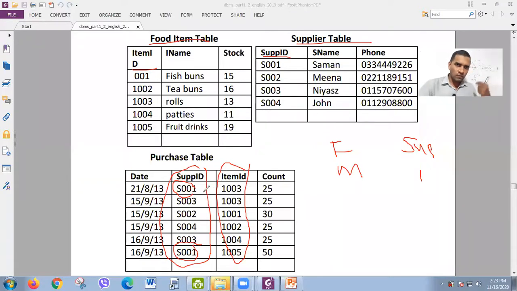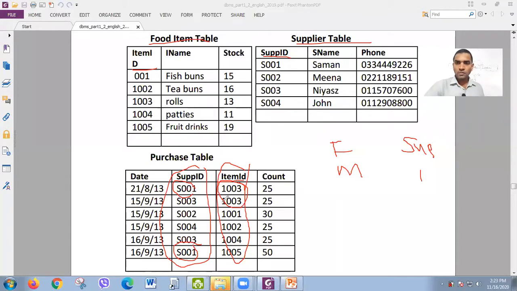So identify the foreign key field and get the repeated data. Then only you can get the idea, right? Even look at that item ID, that is the foreign key. There are 1003 repeated twice. So ask yourself, why do you have 1003 twice? Ask this question yourself, right? So now you can find the answer.